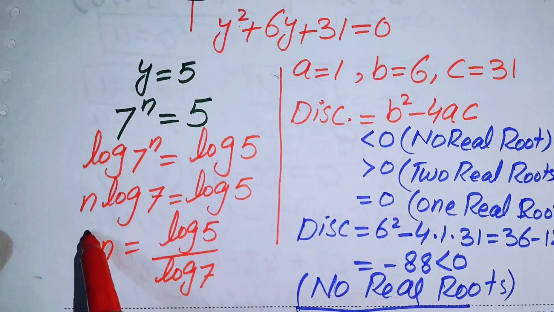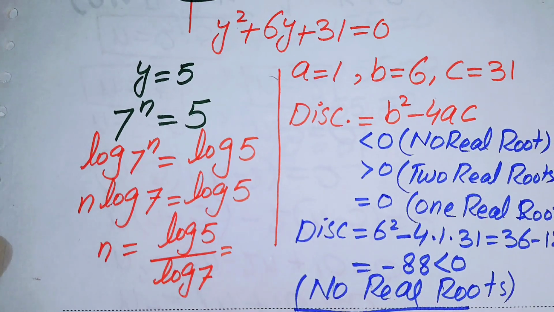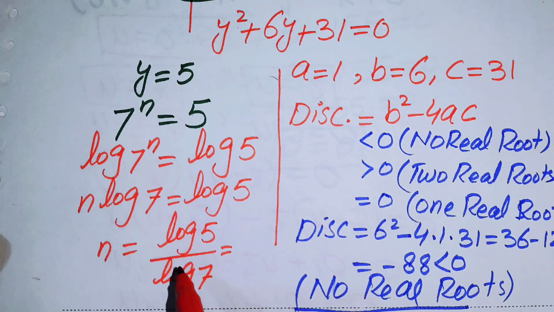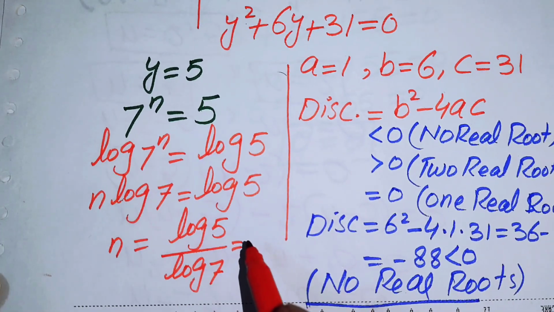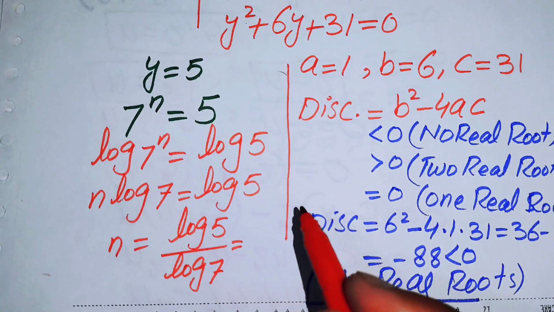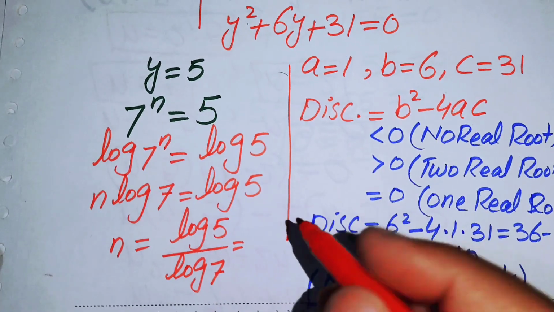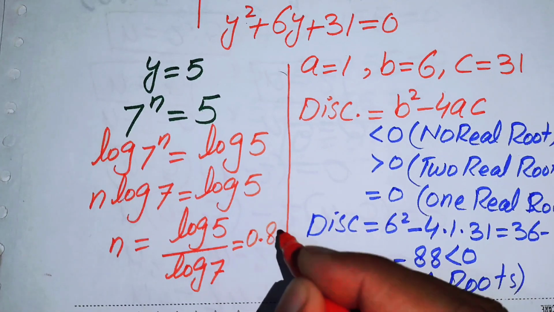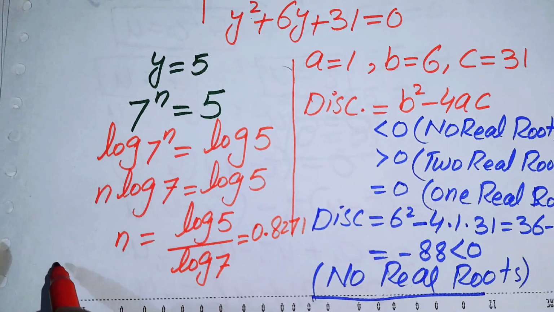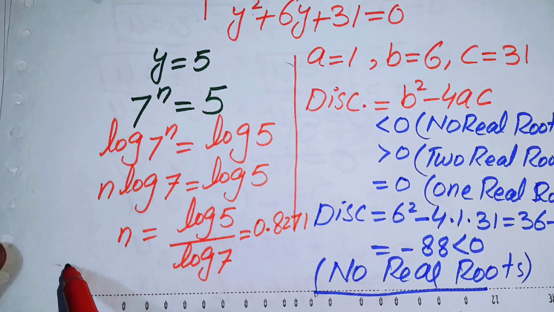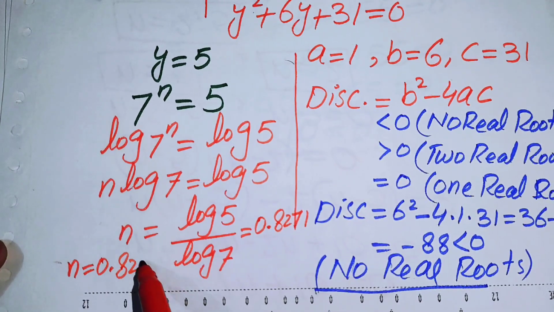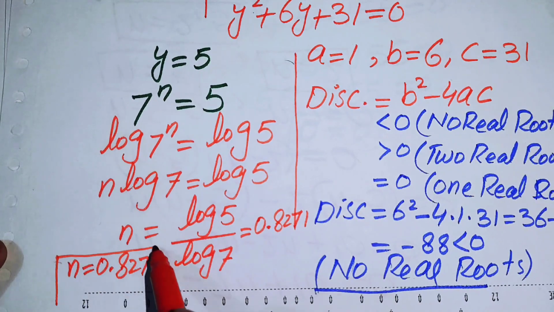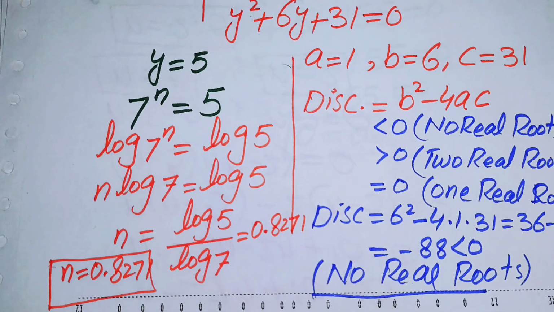And now by using the calculator you will easily get the value of these terms, and after taking the logs, you will get 0.8271. So finally the answer of this question is n is equal to 0.8271. So this is our final answer of this question.